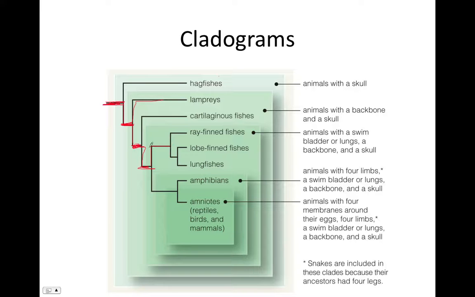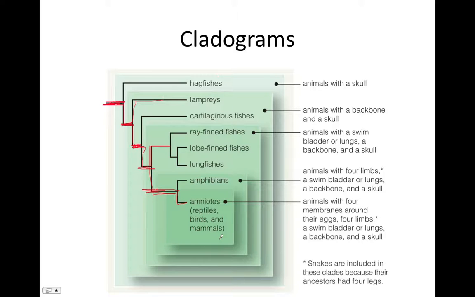Then the branch splits again, and so this branch represents all animals that have not only a skull, backbone, and a swim bladder or lungs, but also have 4 limbs. So these organisms that stem from this branch have 4 limbs, and these organisms do not. So ray-finned fish, lobe-finned fish, and lungfish do not have 4 limbs. And of these organisms with 4 limbs, there's a split again, and these organisms are amniotes, reptiles, birds, and mammals. Amniotes are animals with 4 membranes around their eggs to keep them watertight. And we call those membranes the amniotic sac. So that's why they're called amniotes.